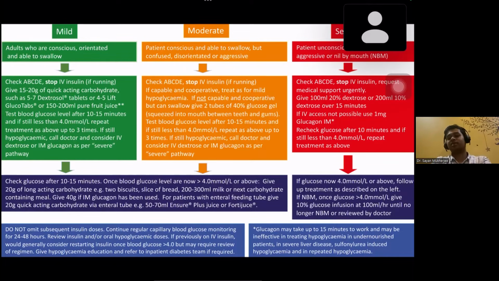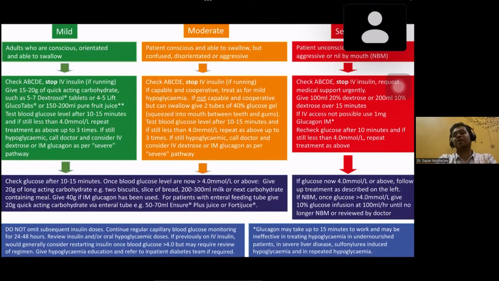Let's look at moderate. These patients are not fully oriented. They are conscious, but they're very confused. So we shouldn't make them swallow something. Instead, we'll give them something that's absorbed from the mouth itself. Generally, some glucose gels are found. It's not always available everywhere, but it's a type of preparation of glucose which is easily absorbed through the buccal mucosa, through the mucosa of our mouth. So he doesn't have to swallow it.